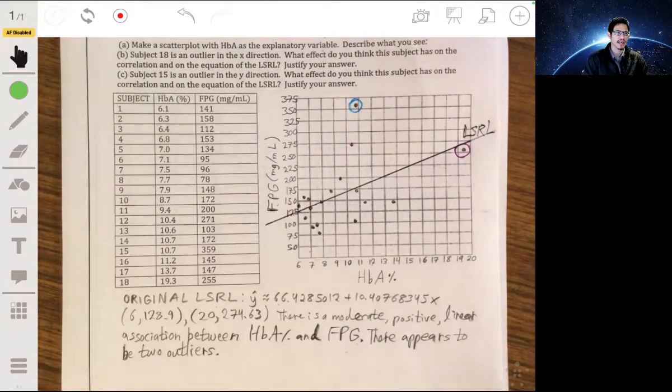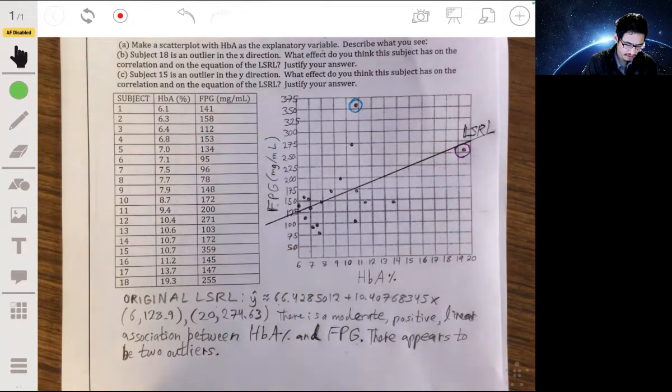So we want to see what these outliers would do if they were not there. Would the equation change by a lot? Would the R value change by a lot? Would the R squared value change by a lot? We want to see how it actually affects things.